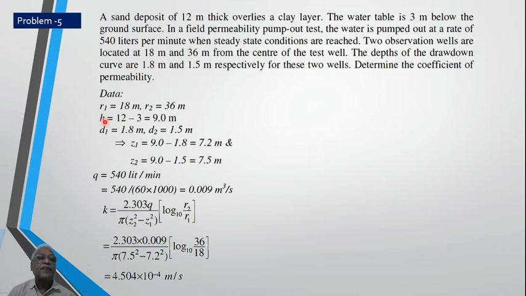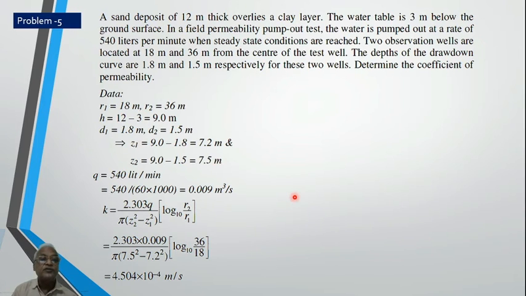For h, you have 12 meters minus 3 meters, because the thick layer is 12 meters and the water table is at 3 meters, so the initial depth of water is 9 meters. This will not be used in the equation anyway. D1 is 1.8 meters, the drop. D2 is 1.5 meters. So I have to calculate Z1.